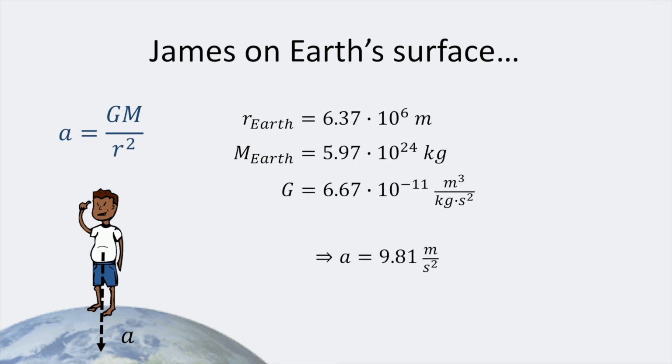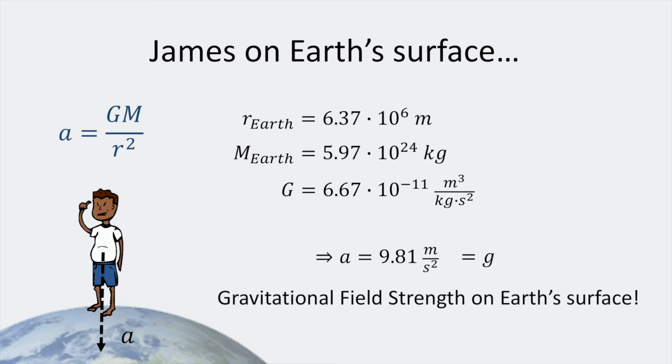9.81 meters per second squared. And this looks eerily familiar. It is actually the gravitational field strength on Earth's surface, as we discussed in the last video.